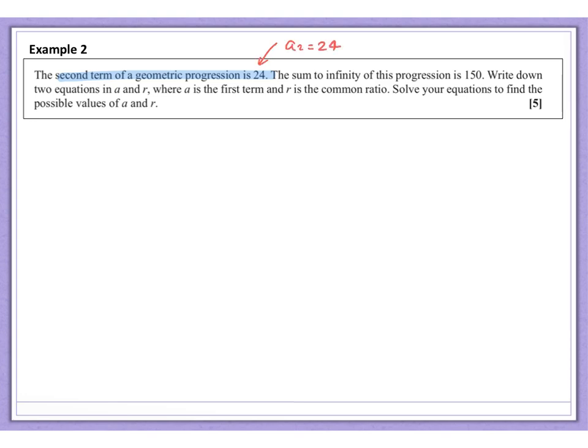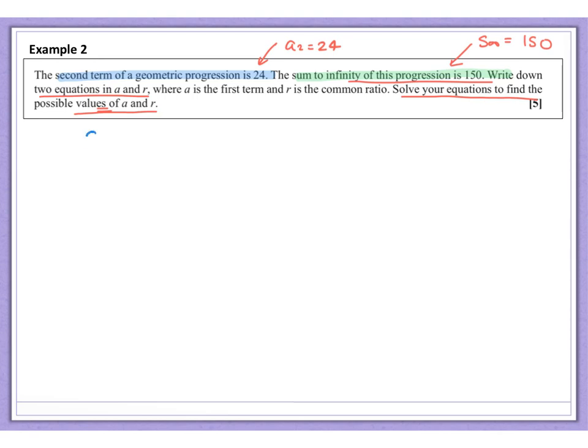The sum to infinity of this progression is 150. Write down two equations in a and r where a is the first term and r is the common ratio. Solve your equations to find the possible values, notice, of a and r. So we have two pieces of information up here that we can deal with. I'm going to start with the information highlighted in blue first of all.